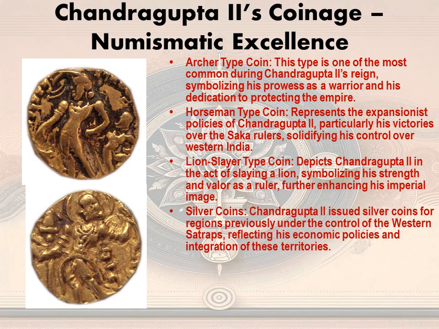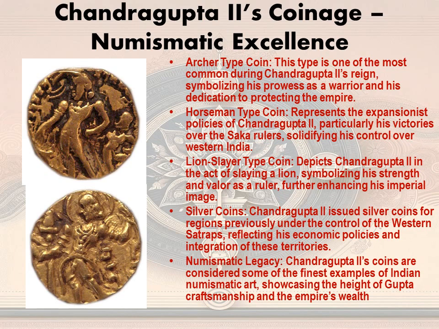Silver coins. Not only gold coins were issued, but different denominations in the form of silver coins were also issued during the time of Chandragupta II. Chandragupta II issued silver coins for regions previously under the control of the Western Kshatraps, reflecting his economic policies and integration of these territories. Chandragupta II's coins are considered some of the finest examples of Indian numismatic art, showcasing the height of Gupta craftsmanship and the empire's wealth.